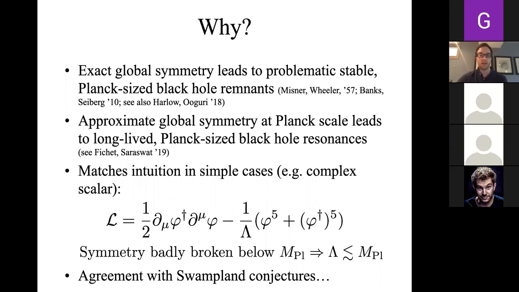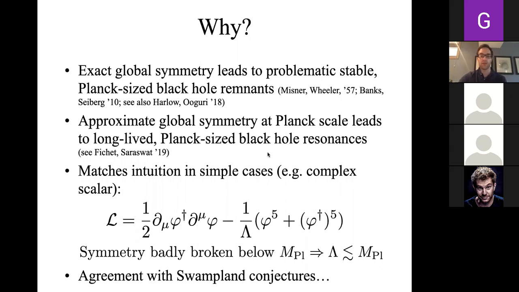Well, the original arguments against exact global symmetries in quantum gravity from Misner and Wheeler dealt with the issue of exactly stable problematic black hole remnants. And the idea is, if you think that exactly stable black hole remnants should be illegal, then you might also think that long-lived black hole resonances should also be illegal, which would also tell you that not only should you not have exact global symmetries, but you shouldn't have approximate global symmetries at the Planck scale either.